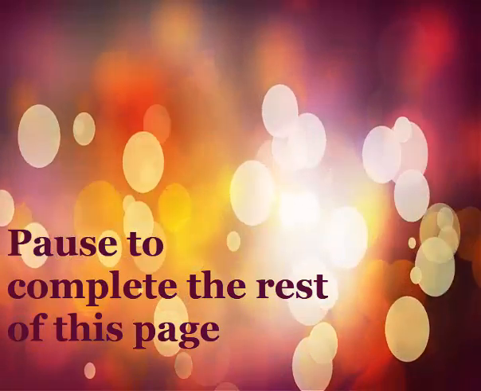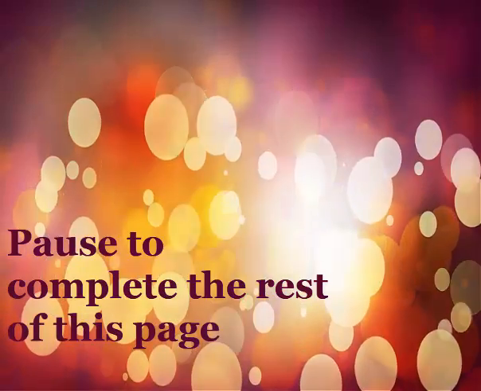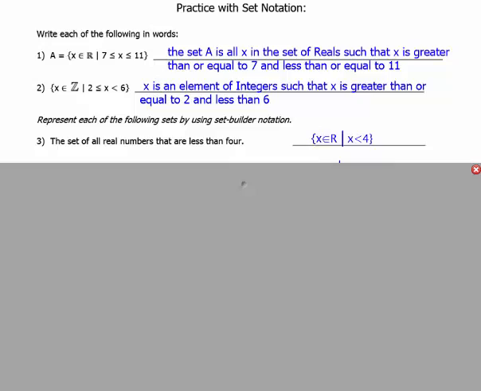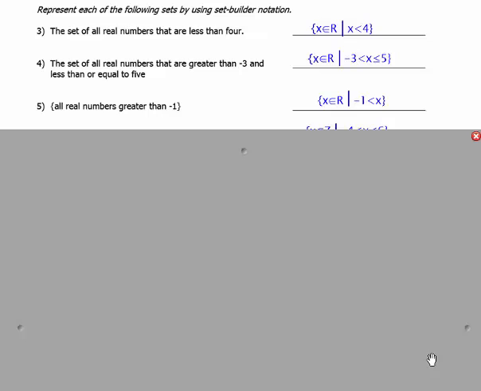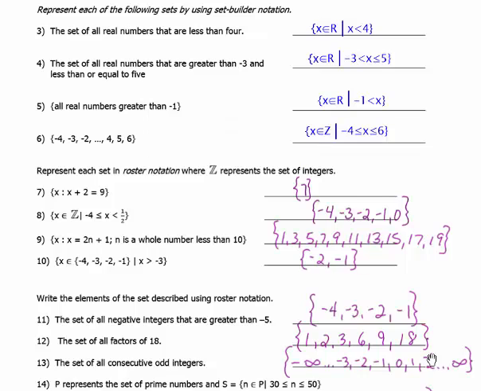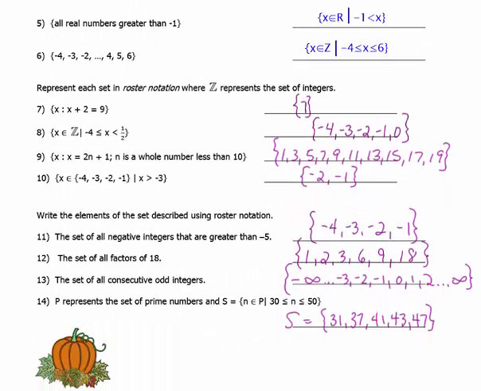Now what I'd like you to do is pause and complete the rest of the page using set builder notation. Okay, number 3, the set of all real numbers that are less than 4. So I use the curly brackets: x is an element of the reals such that x is less than 4. If after seeing that you think you might have misrepresented your answers, pause and go back and correct them. Number 4, the set of all real numbers greater than -3 and less than or equal to 5. Number 5, the set of all real numbers greater than -1. We should be getting the hang of it. If you want to take a look at the rest of the page and see how you did, we will move on.